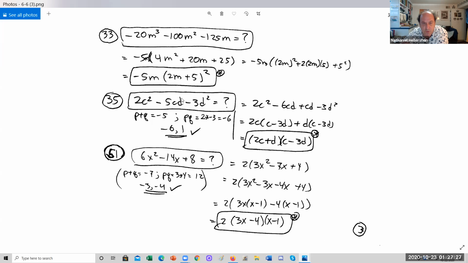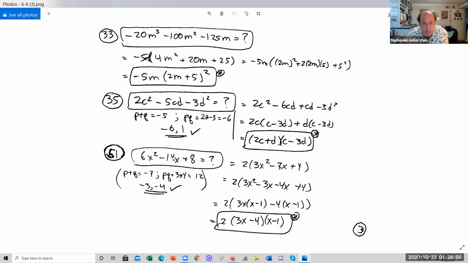So write the minus 5cd as minus 6cd plus 1cd. And okay, the AC method then works in the usual way from that point. 2c squared minus 6cd has a common factor of 2c. Dividing these by 2c leaves c plus 3d. cd minus 3d squared has a common factor of d times, again, c minus 3d. So pull out a common factor of c minus 3d, and that times 2c plus d, and that factors it.